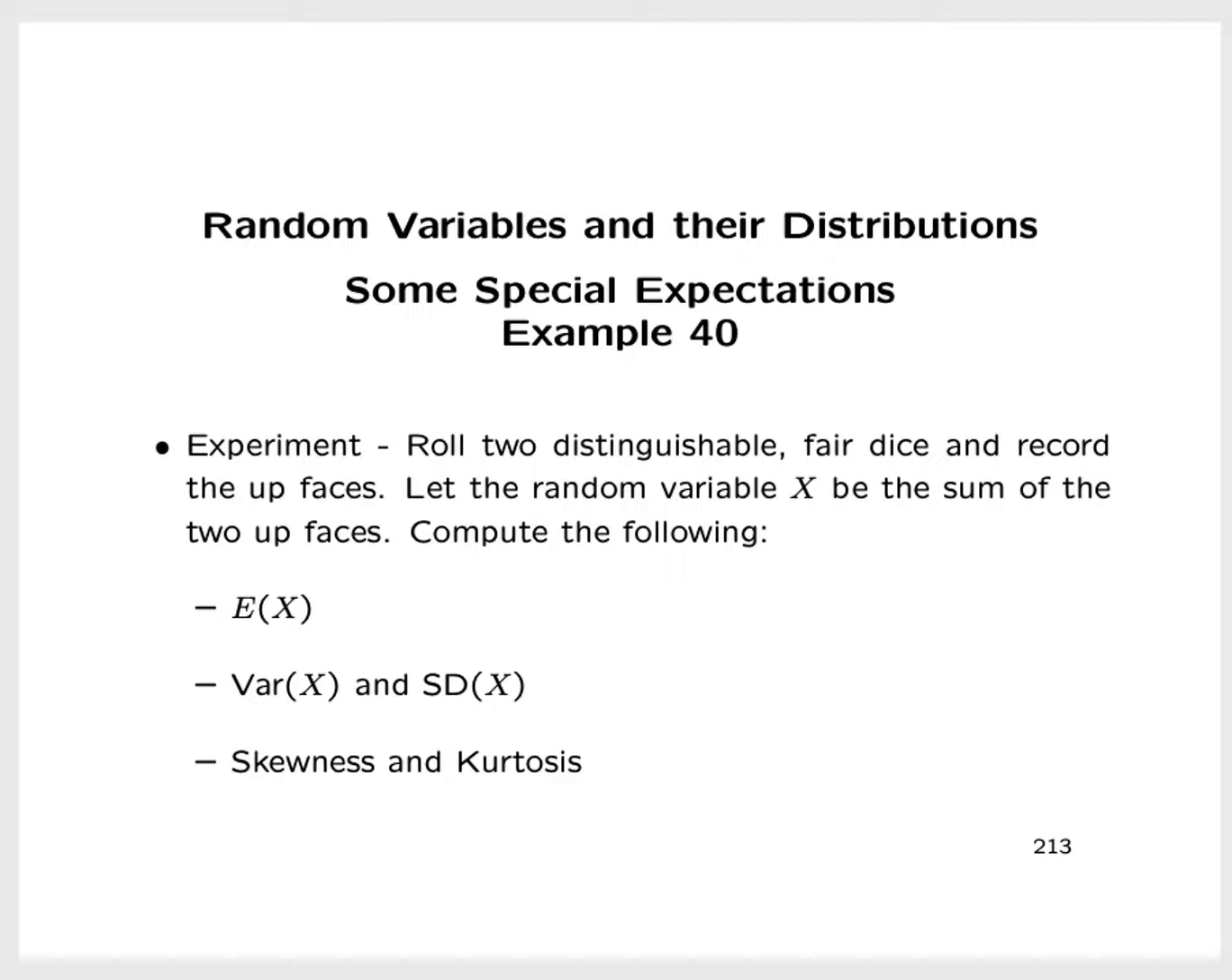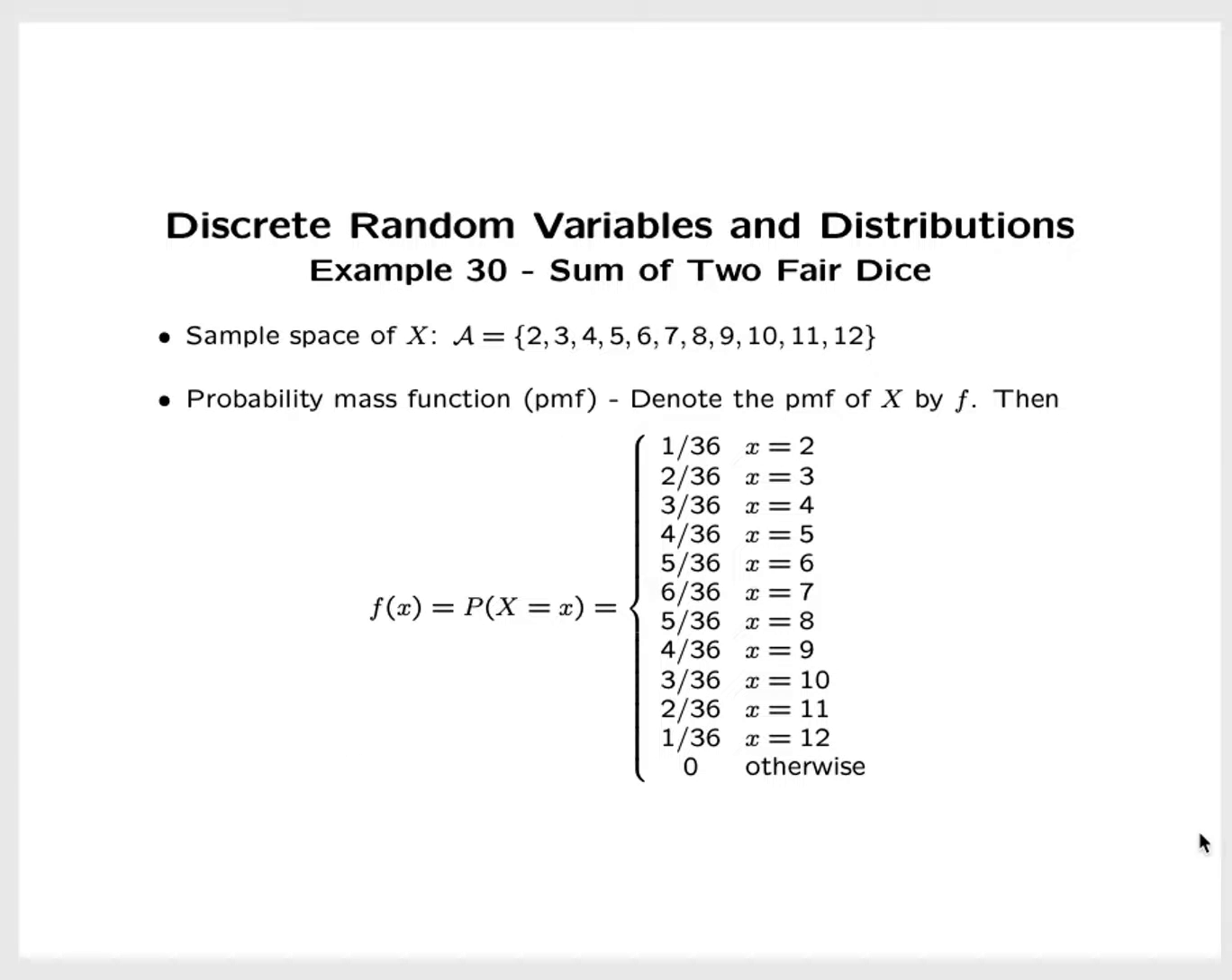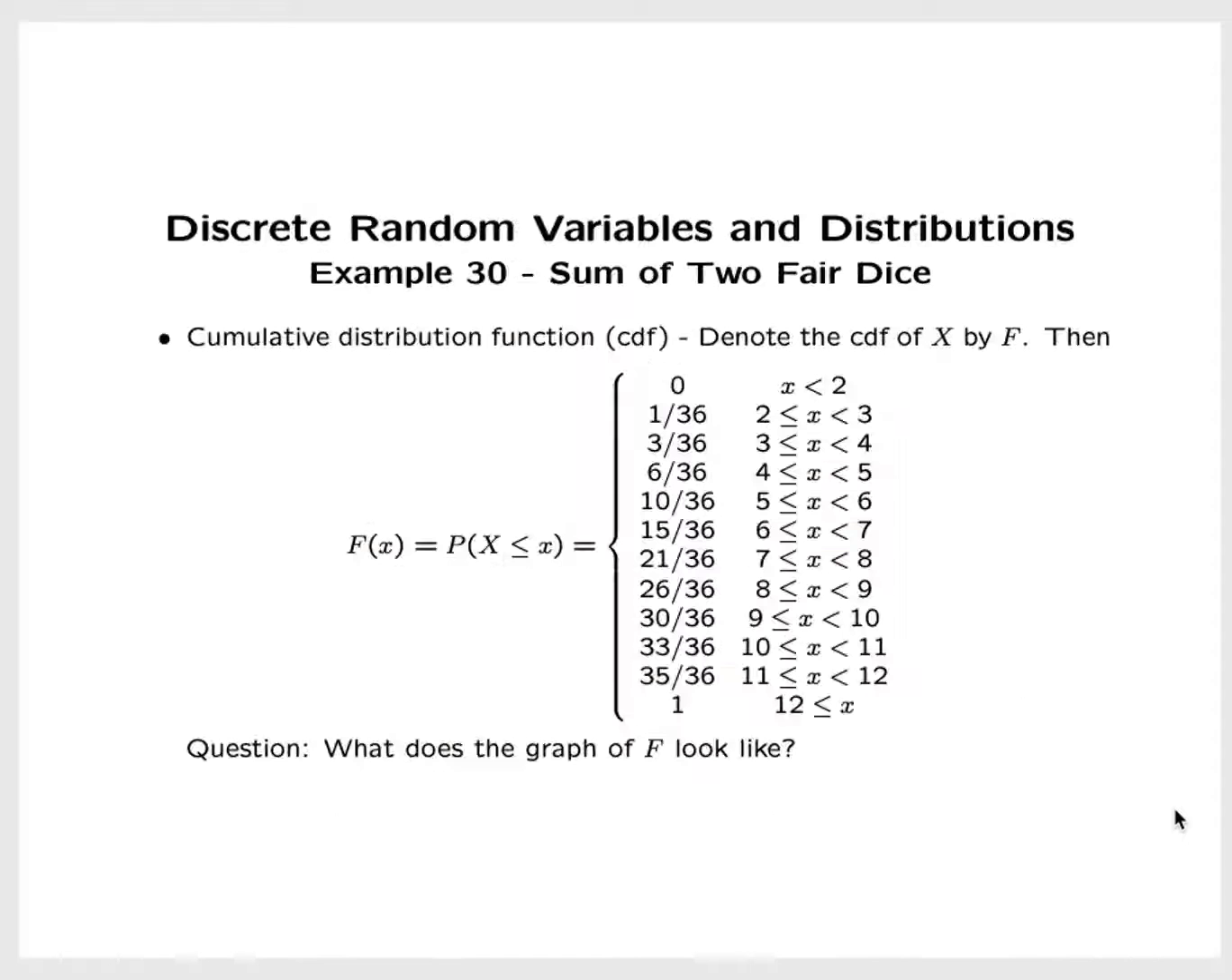And so this is a distribution that we have, it's an experiment that we've seen before and a random variable that we've seen before. We calculated the PMF and the CDF of this random variable in a previous example. In fact, here is the PMF for that random variable. And here is the CDF.